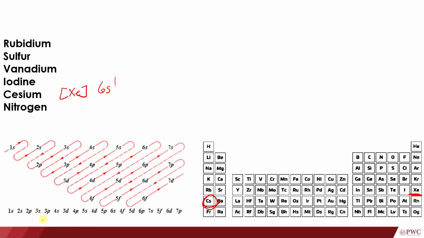Okay. Then lastly, we have nitrogen. Nitrogen is over here. The closest is helium. So after that, we have the 2s1, 2s2. We have 2p1, 2p2, 2p3.